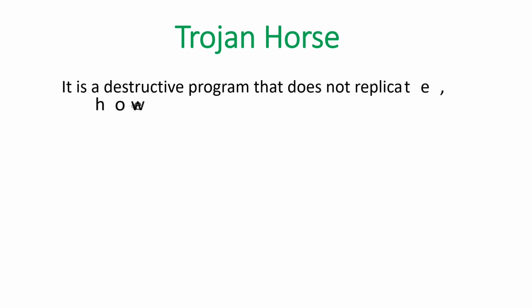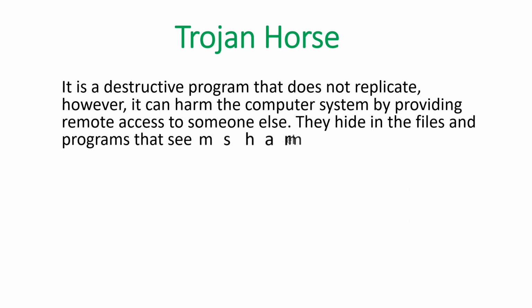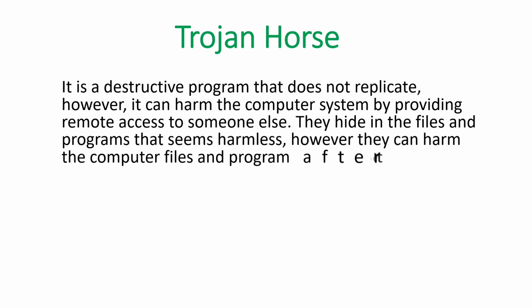And the next one is the Trojan horse. Trojan horse is a destructive program that does not replicate. However, it can harm the computer system by providing remote access to someone else. They hide in the files and programs that seem harmless. However, they can harm the computer files and programs after their activation. So they hide themselves in the programs and files, and whenever such files are used or opened, they get activated and they can harm the particular file and folder in which they are hiding.